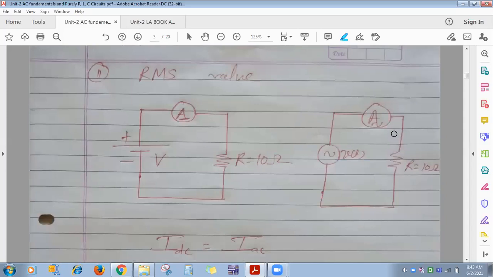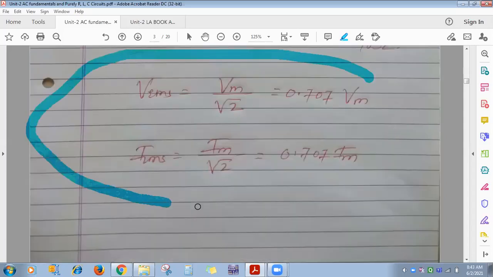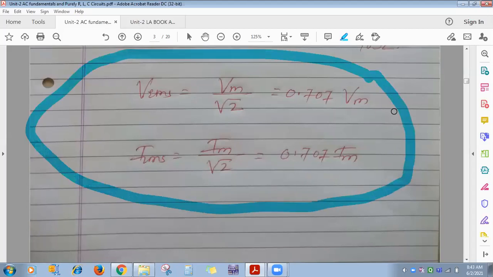Then the next one is root mean square value. All of you know this formula. Vm by root 2 is VRMS, or 0.707 times the peak value is VRMS, because 1 by root 2 is 0.707, isn't it? Again, the same thing applies here: the graphical and analytical derivation can be found in BL Thareja. Derivation is not included in your syllabus for root mean square value.